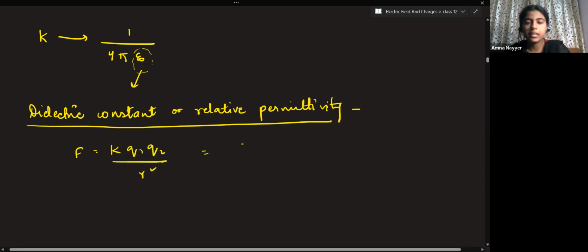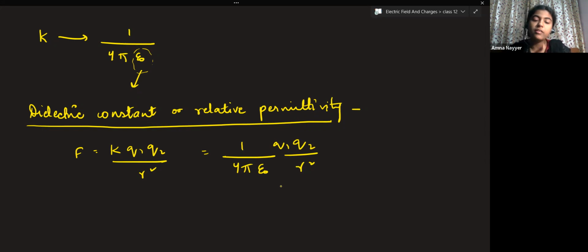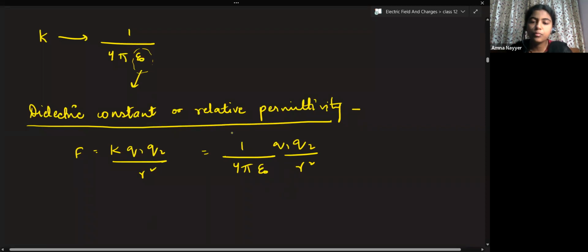Now if I open and write this, this will be 1 by 4 pi epsilon naught Q1 Q2 divided by R square. This epsilon naught has a certain value, for which the value of K is 9 into 10 to the power 9. If you change the value of epsilon naught, if you increase the denominator, then the whole value will decrease. And vice versa. So F also has a certain value for K as 9 into 10 to the power 9.